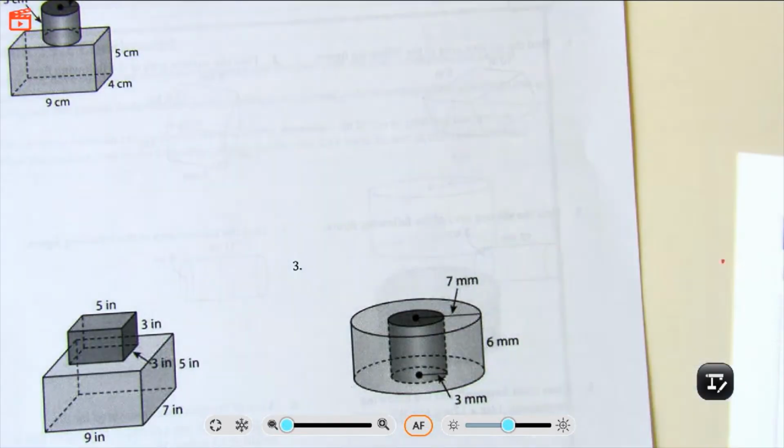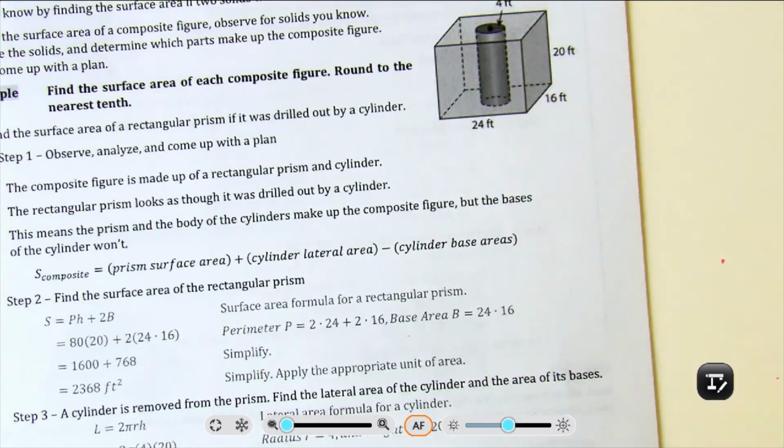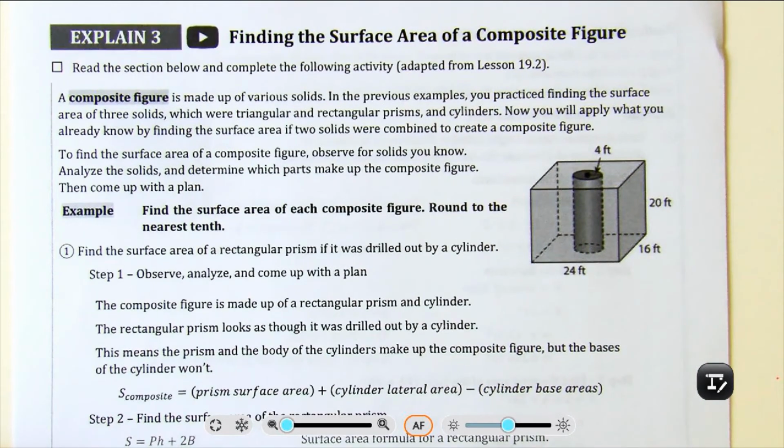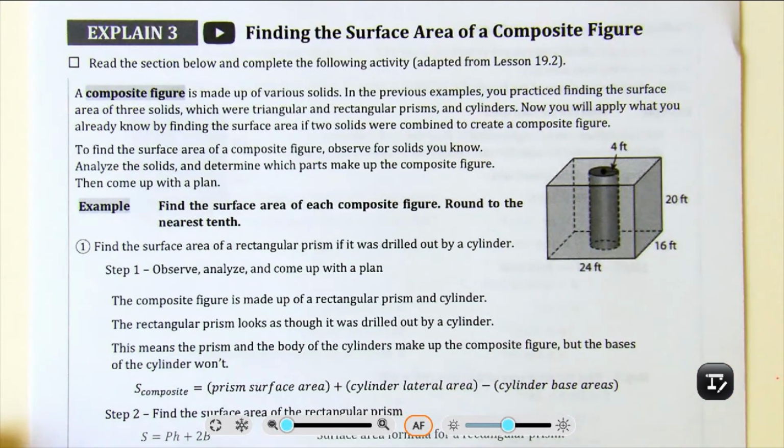Okay, next we are going to talk about composite figures. So how do we find the surface area of a composite figure? Remember that a composite figure is made up of different solids, so different shapes. And again, we're trying to find out the surface area of these shapes.